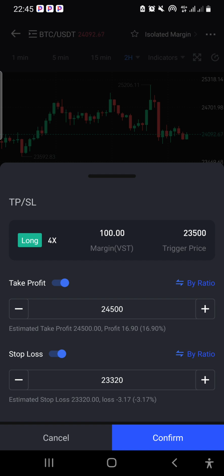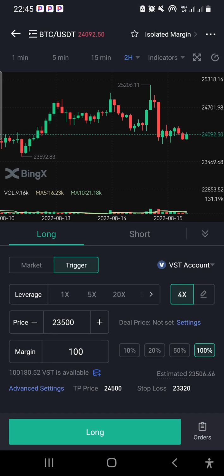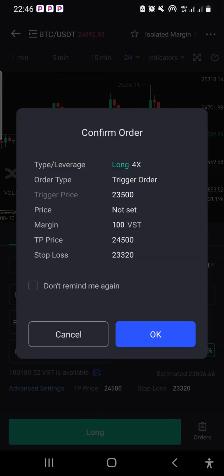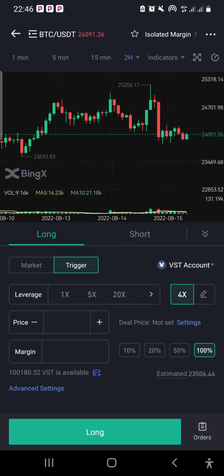So take profit, stop loss. You can see it shows the confirm order. So to confirm, this is the order you place: your leverage 4x, order type trigger order, trigger price 23,500, it has not yet triggered, margin 100 VST, stop loss, TP. So like that. Okay, let's click on okay.